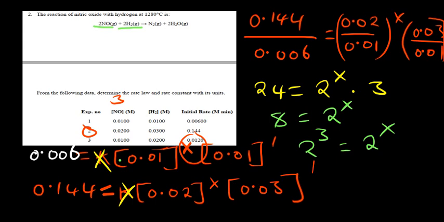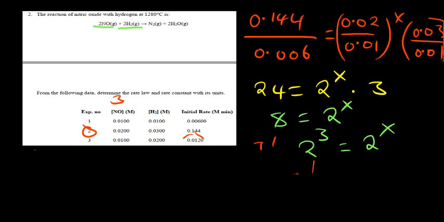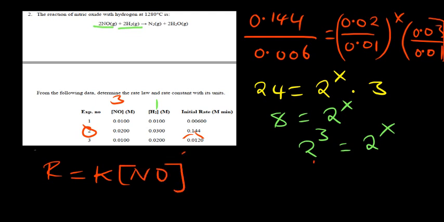So now we found the powers of x and y. So x is equal to 3, and then our y is equal to 1. So our ratio is going to be k. Our first reactant is the power 3, then our hydrogen is the power 1. So this is our ratio.